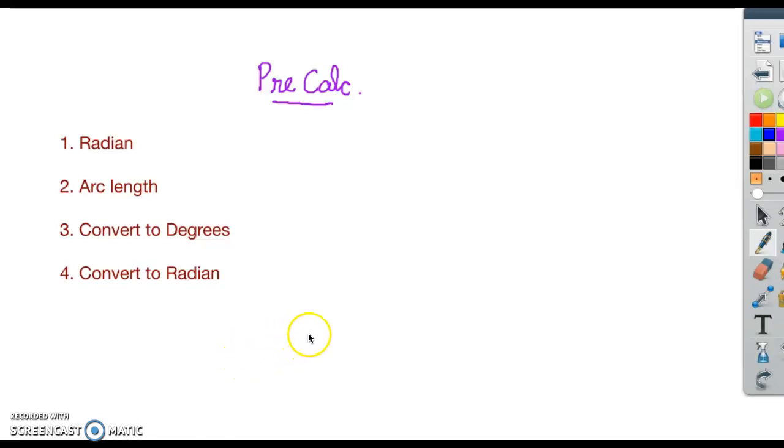Hi, in this video, we're going to talk about four things mainly. We're going to talk about the definition of a radian. What is a radian? And then we're going to talk about how we can find arc length. And to convert, if I give you the radians, how can you convert it to degrees? And if I give you degrees, how to convert it to radian. So four things.